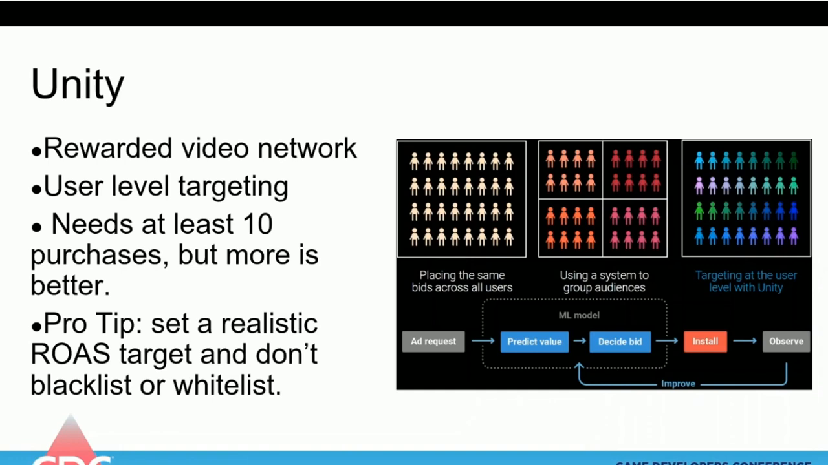However, 10 purchases isn't a lot, and much like the other systems, you're going to do better with higher amounts of data. So we don't recommend starting with only 10 purchases. Furthermore, it's worth noting that you should set a realistic ROAS target. If it's too high, you'll completely kill your volume. And also, don't set a whitelist or a blacklist. That will kill your volume as well. Since Unity is targeting on the user level, that source level really doesn't impact the campaign performance anymore.